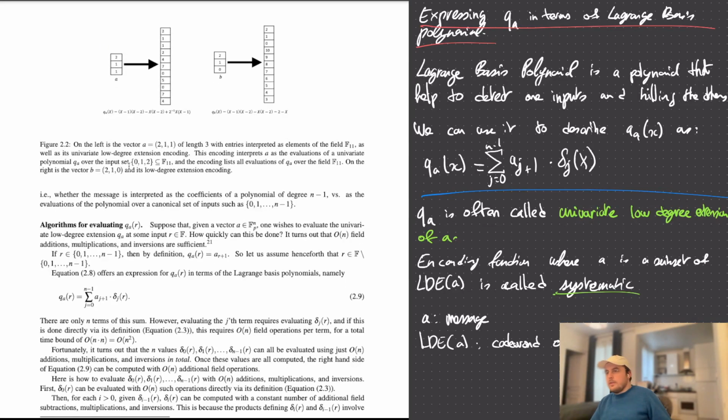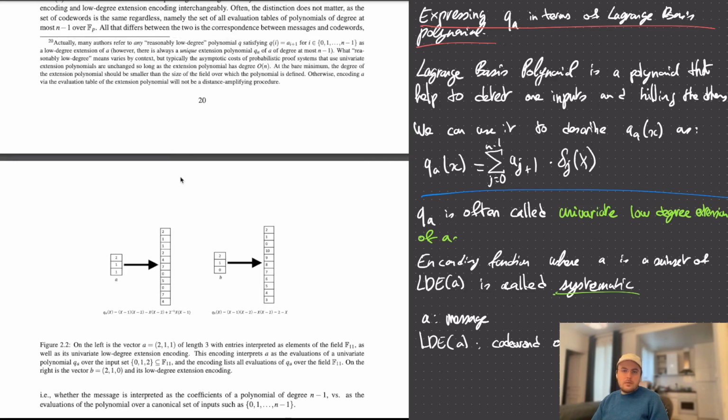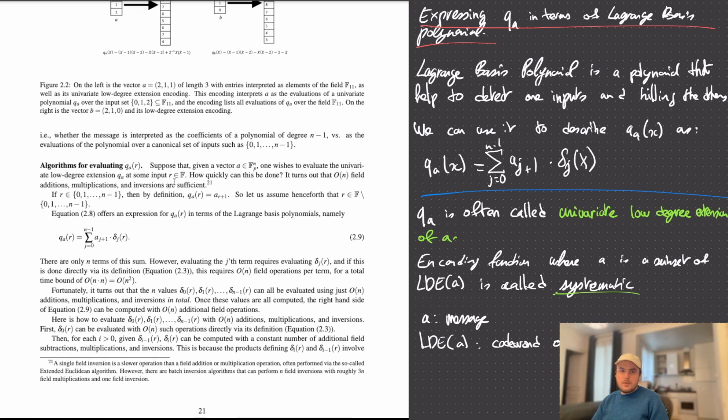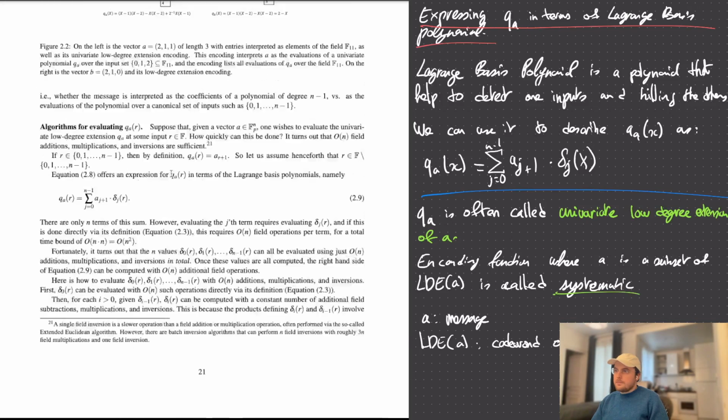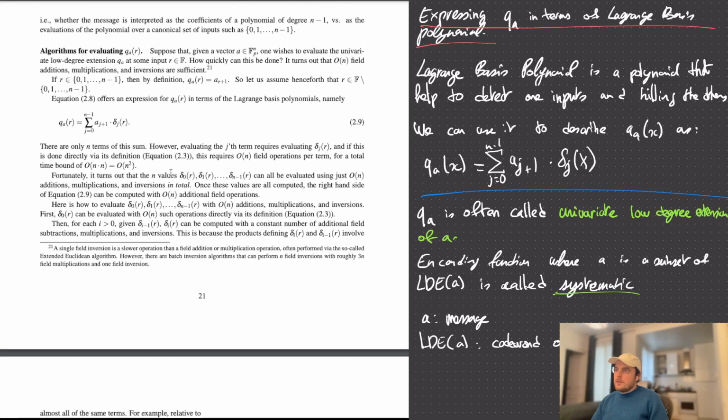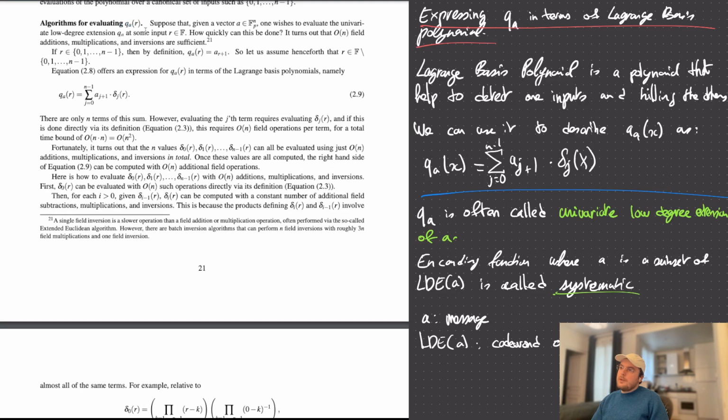Okay, I don't exactly understand whether the message is interpreted as the coefficients of the polynomial or as the evaluations of the polynomial. I mean, they're just saying it doesn't matter in terms of semantics. Algorithm for evaluating Q of r.